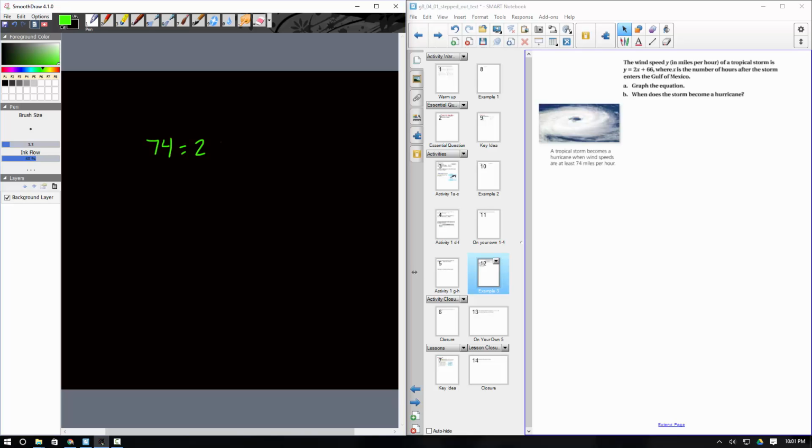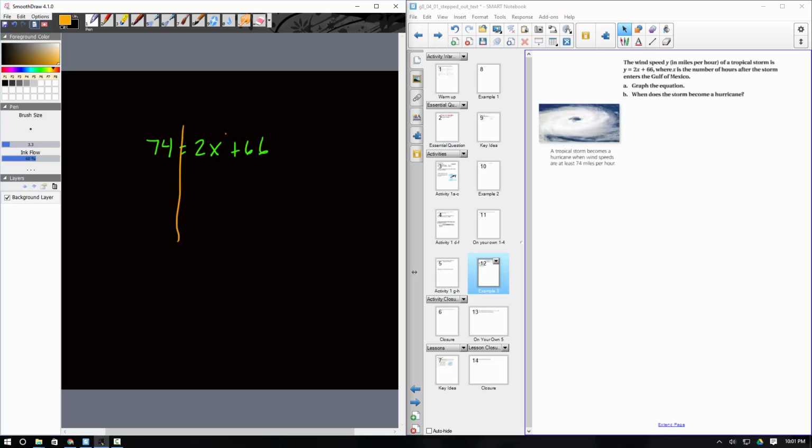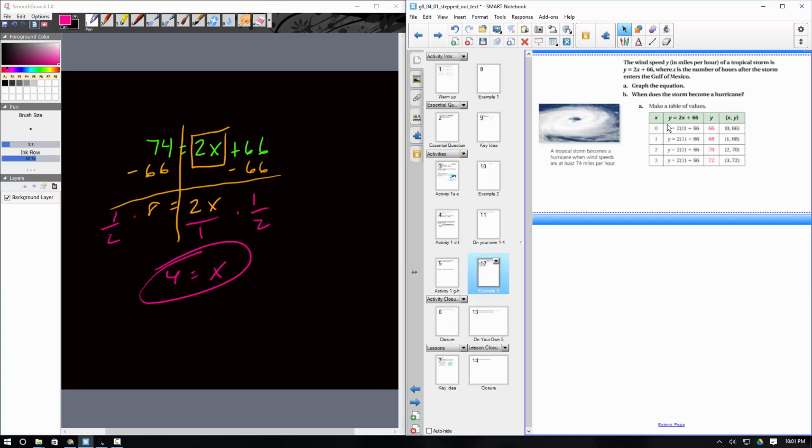equals 2x plus 66. Now we're just going to go through and solve this way that we solve all algebra problems. We're going to first go through here, box the coefficient, subtract 66. So this right here is equal to 8 equals 2x. I do that multiplicative inverse, which is really going to be, this is over 1, so it'd be times 1 over 2, times 1 over 2. So x equals 4. So 4 hours. So it becomes a hurricane in 4 hours.